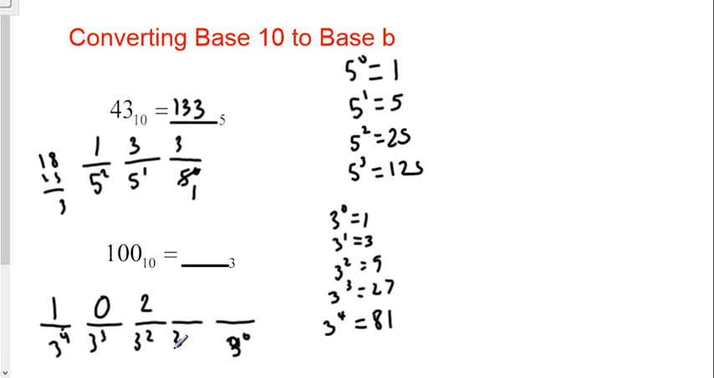How many 3s can I take from 1? None. I still have 1 left over. How many 1s can I take from 1? Because 3 to the 0 is 1, so how many 1s can I take from 1? The answer is 1. So this number is 1, 0, 2, 0, 1. 100 base 10 is 10,201 base 3.